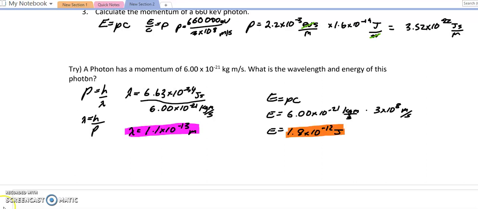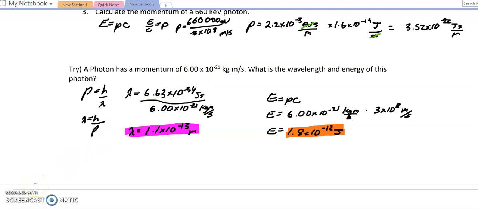Okay, so coming back to this, taking a look here, momentum is h divided by wavelength, or wavelength is equal to h divided by p. Put in your numbers, you should have wound up with 1.1 times 10 to the negative 13 meters. Finding the energy, that's P times C. We've got the momentum multiplied by the speed of light. You should have wound up with 1.8 times 10 to the negative 12 joules. Now, I just realized that I did this to 2 significant digits. The question was a 3-digit question. Hopefully that's not going to throw anybody too much for a loop.